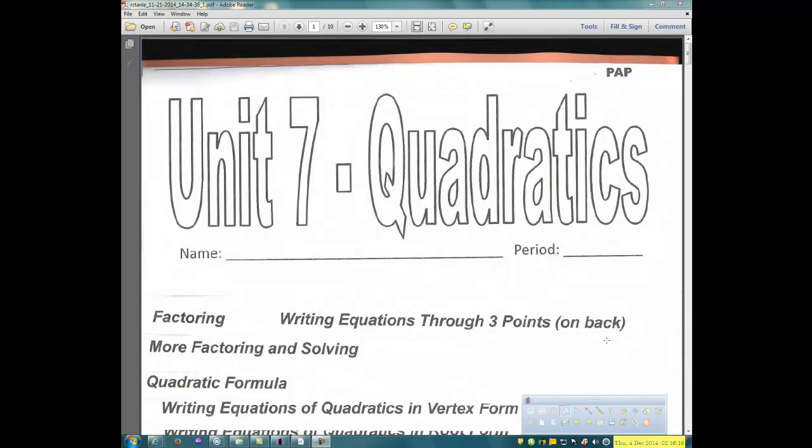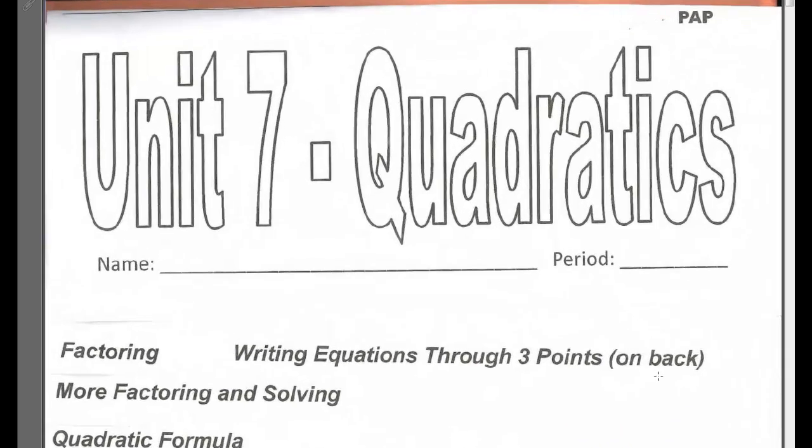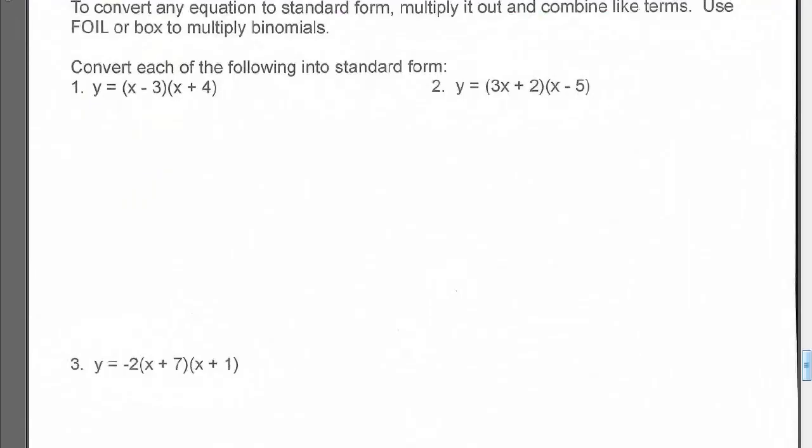We continue Unit 7 quadratics, converting to standard form. To convert any equation to standard form, multiply it out and combine like terms. You can use whatever method you have learned to combine those terms. So let's look at number 1. Convert each of the following into standard form.